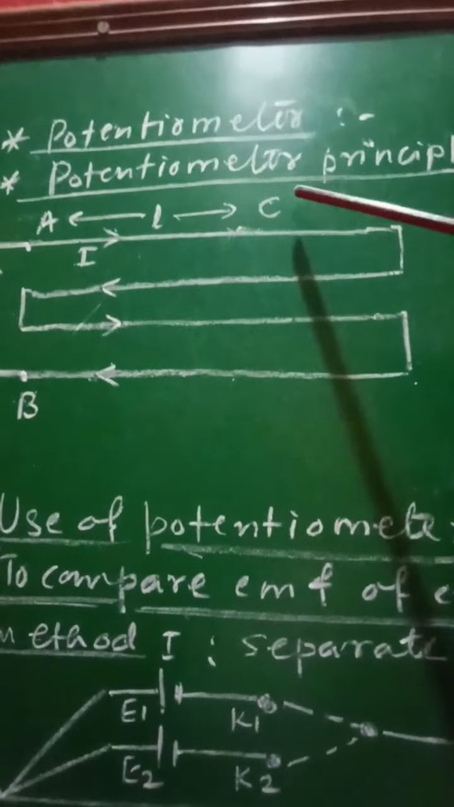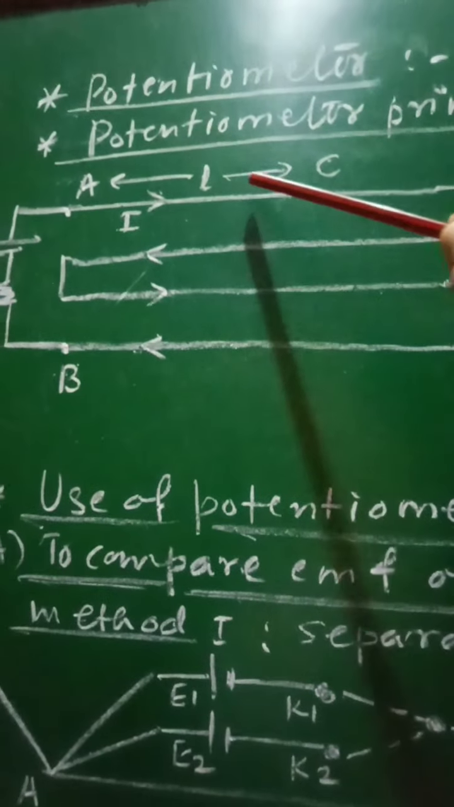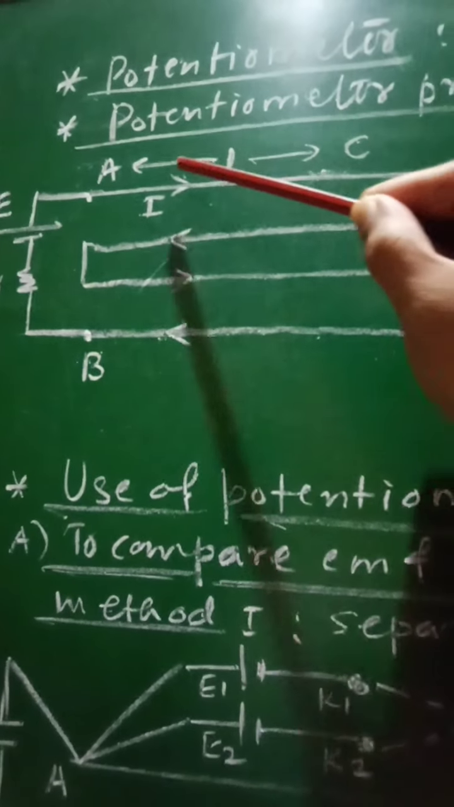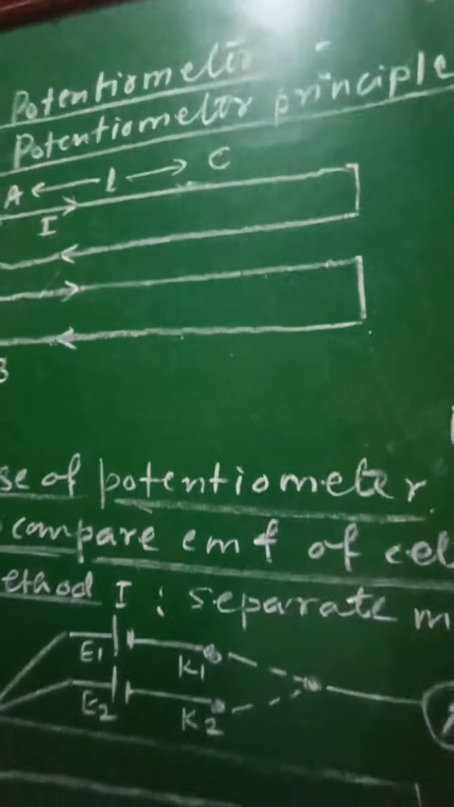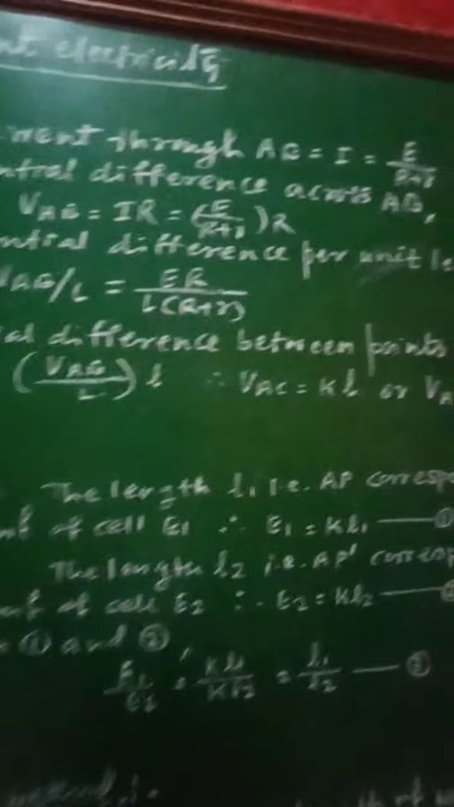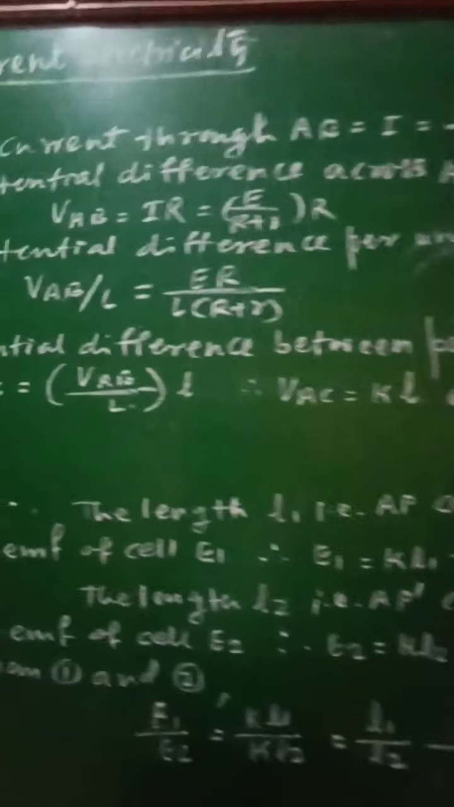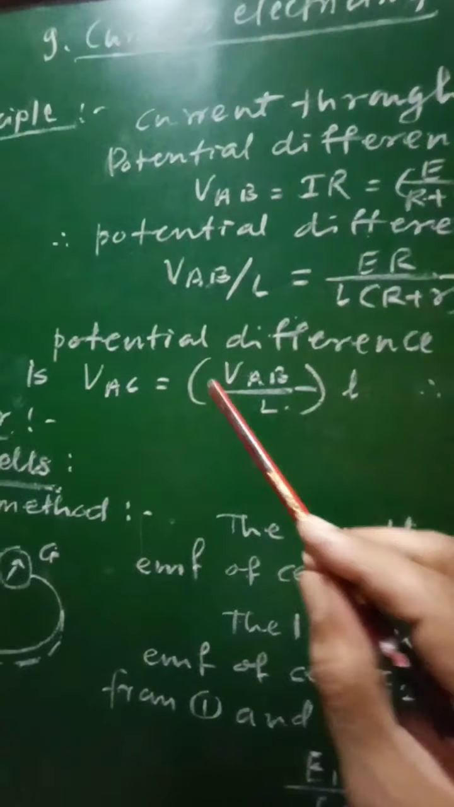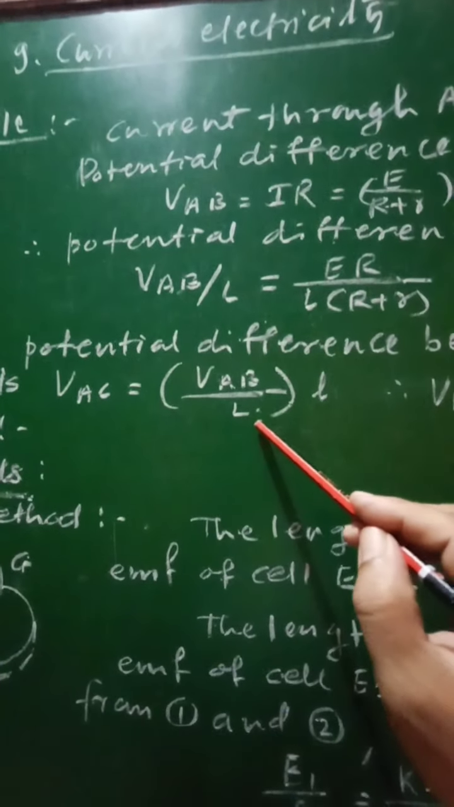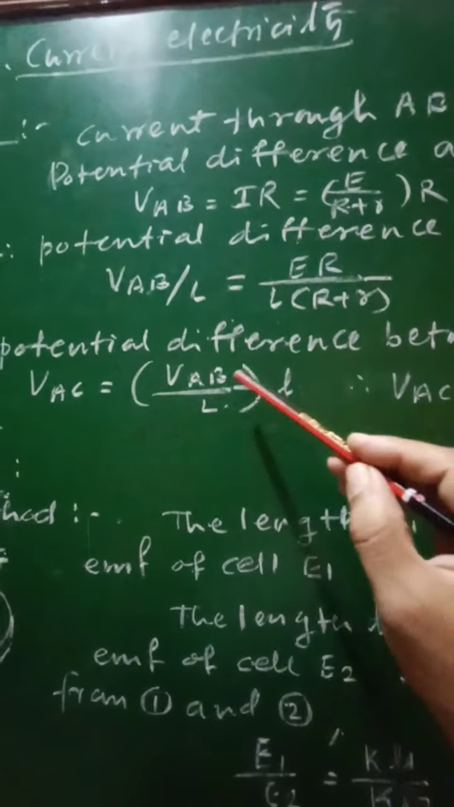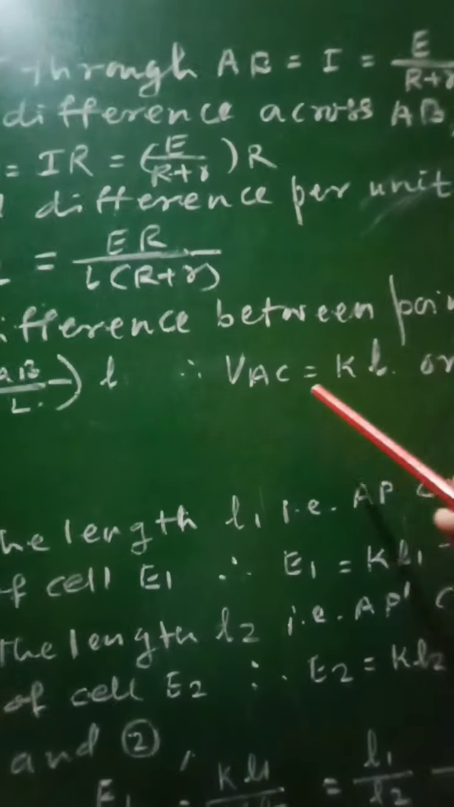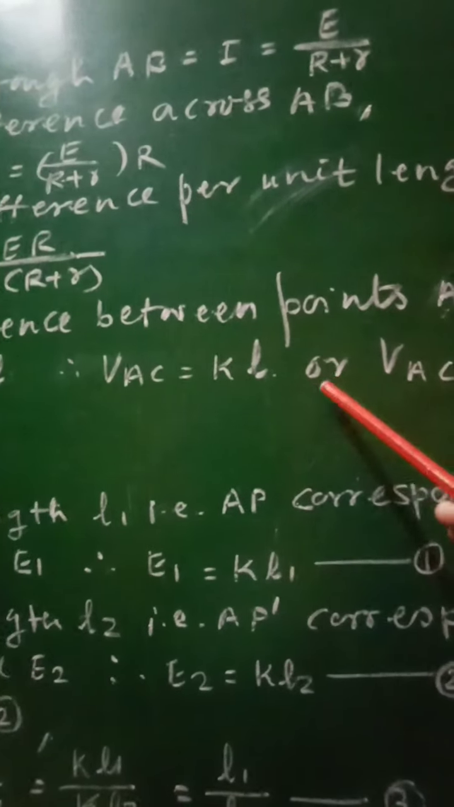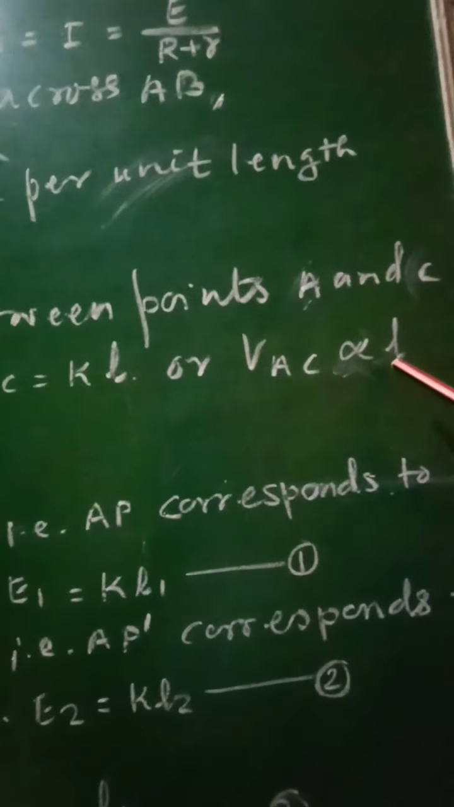Now let us consider any point C along the length of the potentiometer wire at a distance equal to l from terminal A. Therefore, the potential difference between the two points A and C of that potentiometer wire will be given as phi AC equal to potential gradient into length, that is phi AB upon L into l, and therefore phi AC will be equal to Kl, or phi AC is proportional to l.